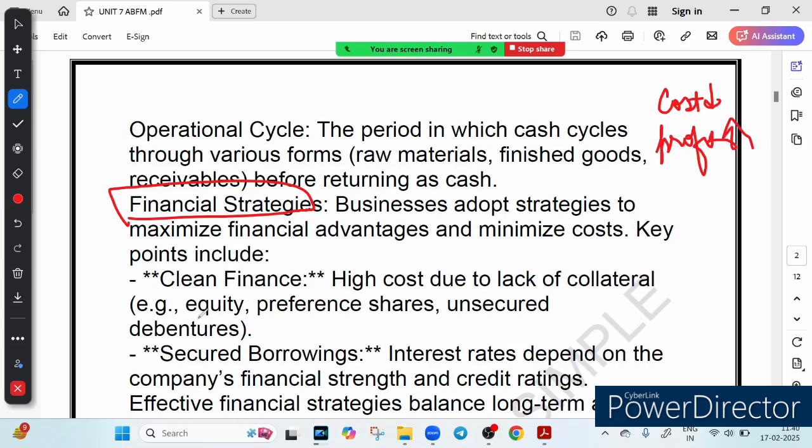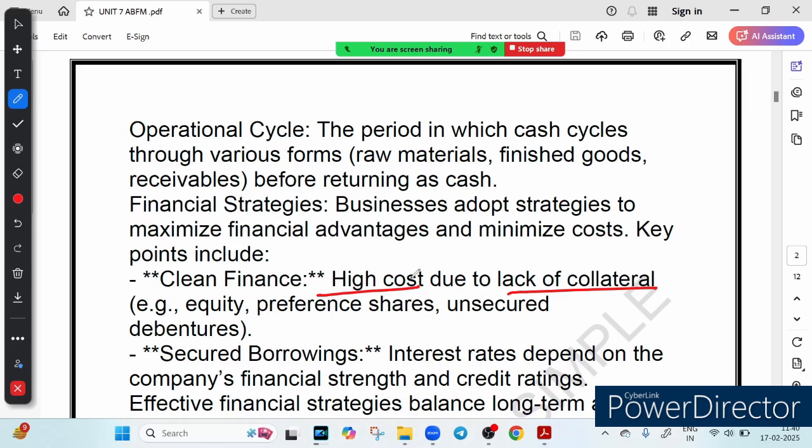So first thing they do is have clean finance. Try to understand. Money is raised without giving any collateral. What is the meaning of clean finance? Money raised without giving any collateral, like selling shares or issuing unsecured bonds. But since there is no guarantee for the lender, they charge a higher interest rate, right? So this is called clean finance.